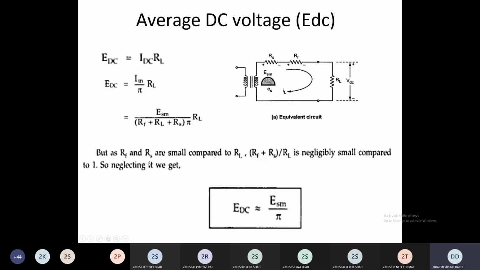All of you understand this concept or this value of average DC current and average DC voltage? Yes or no? All of you understand this? Yes, sir. Okay.